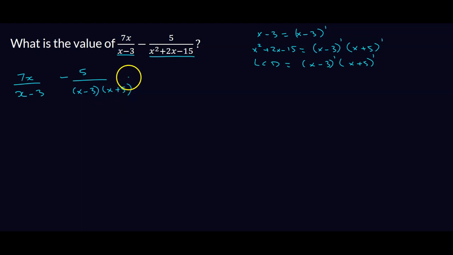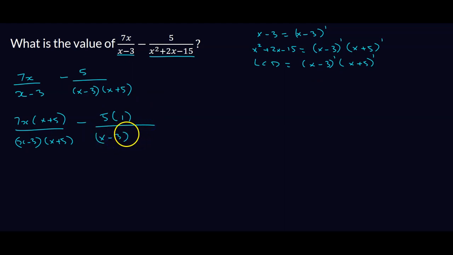So now we're going to rewrite this so that they have the same denominator. So this is going to be 7x, we multiply by x plus 5 over x minus 3 and x plus 5, minus 5. It's already the denominator we desire, so we just multiply by 1 over x minus 3 and then x plus 5. So now let's go ahead and simplify.